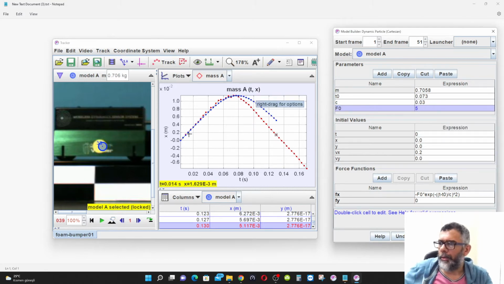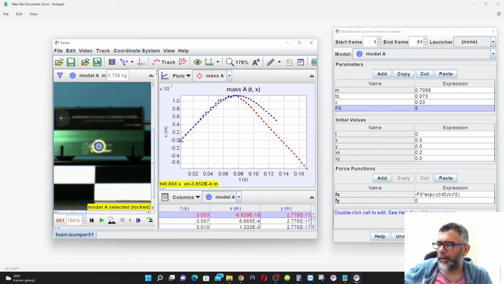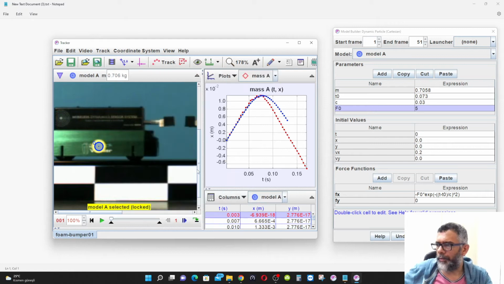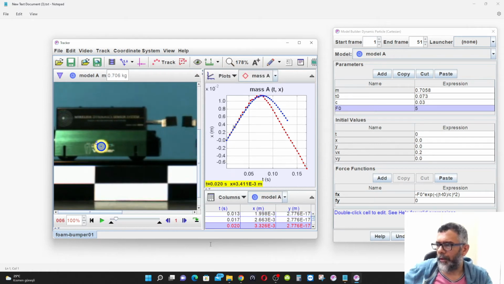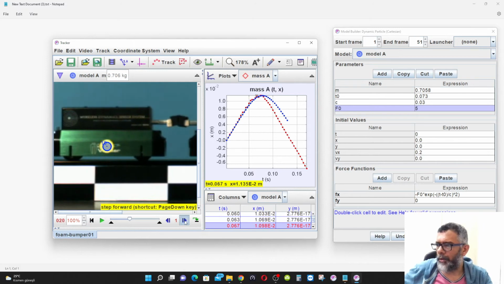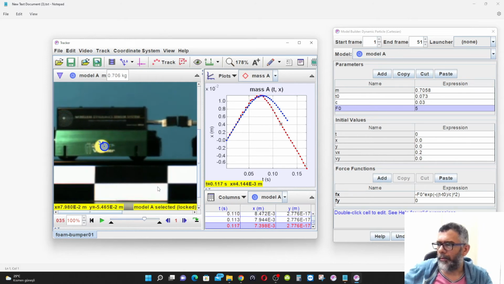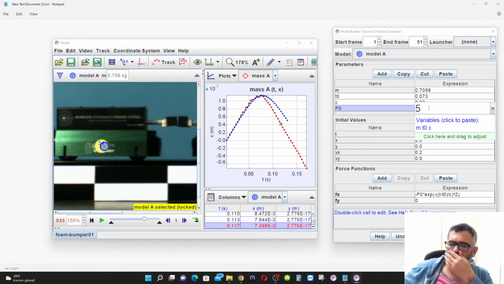You see now, at least for the first part, starting from the first frame to right here where the collision takes place, the model almost follows the card now, but after the collision it's not okay, because this blue circle just falls behind the center of the yellow circle. So we have to correct this. I mean, we just need to work on it more. So well, this 5 means 5 newtons of force, right?